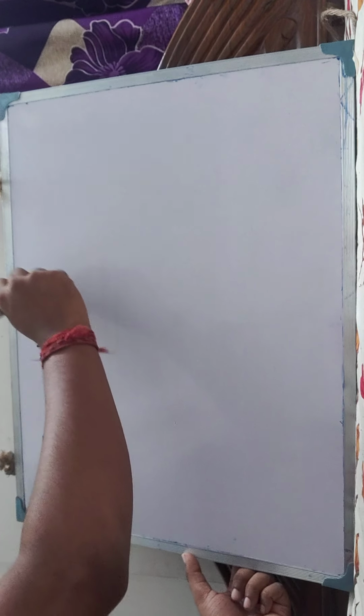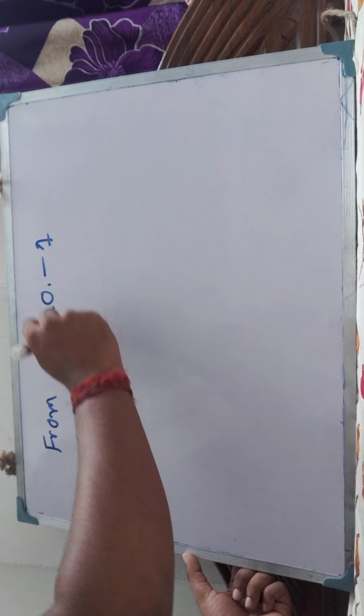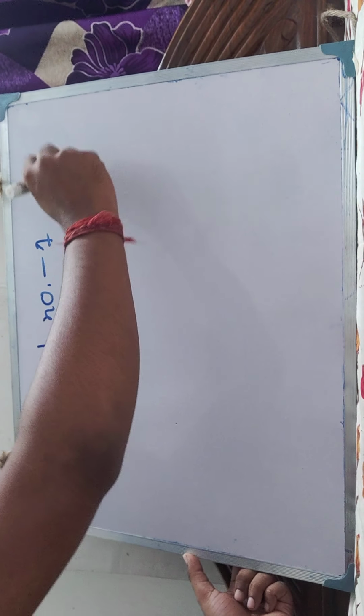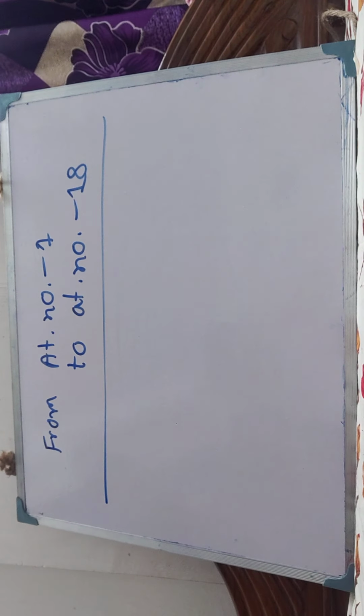Last day we learned about the atomic model of Bohr. Now today we are going to learn how the electronic configuration of an atom is written. There are many elements in this world, but in class 9 we are going to learn from atomic number 1 to atomic number 18. Clear? 1 to 18 is in our syllabus, and that is what we are going to learn today.